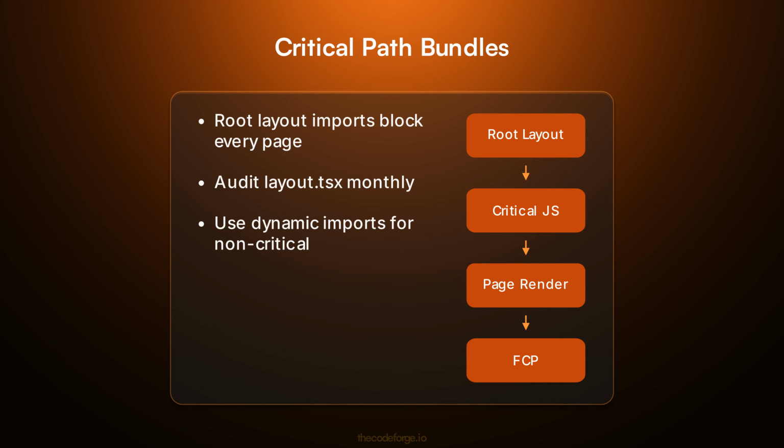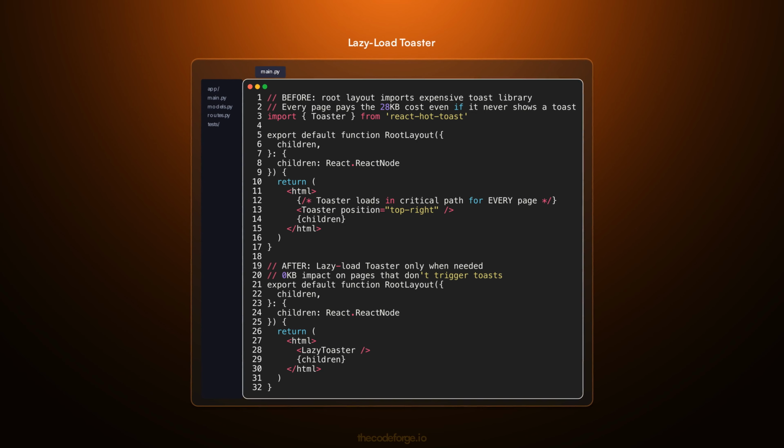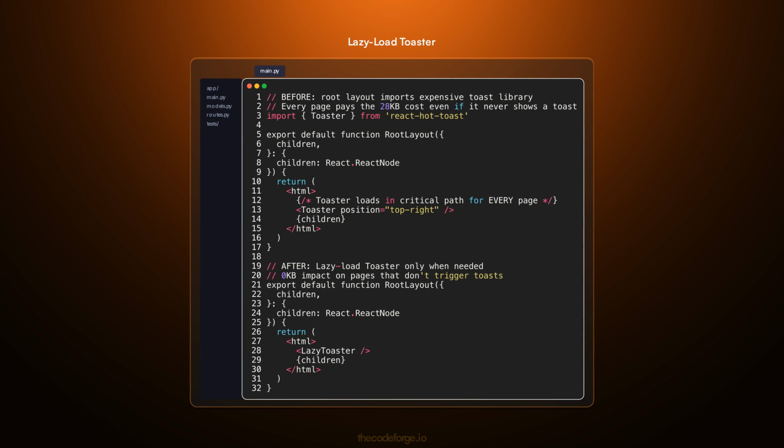Audit these monthly and move non-essential imports to page-specific layouts or dynamic components. This shows the before and after. The before imports Toaster in the root layout, adding 28 KB to every page. The after uses a lazy loaded component that only loads when a toast is triggered, keeping the critical path lean.